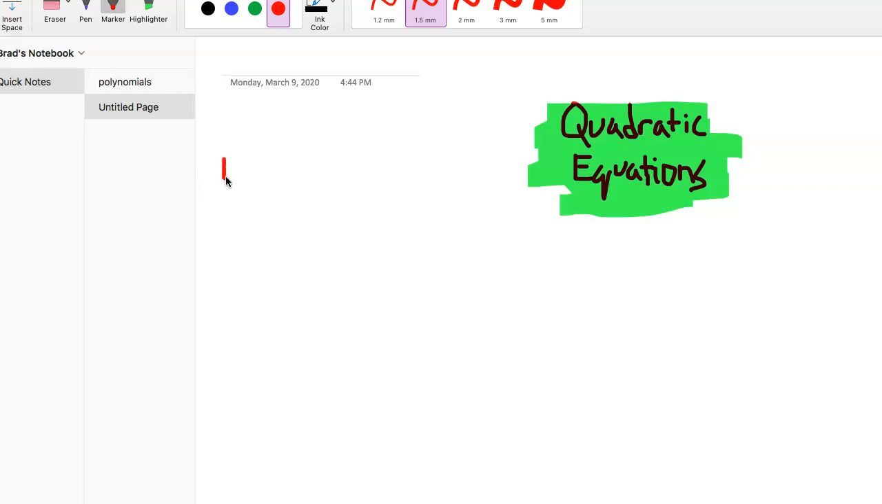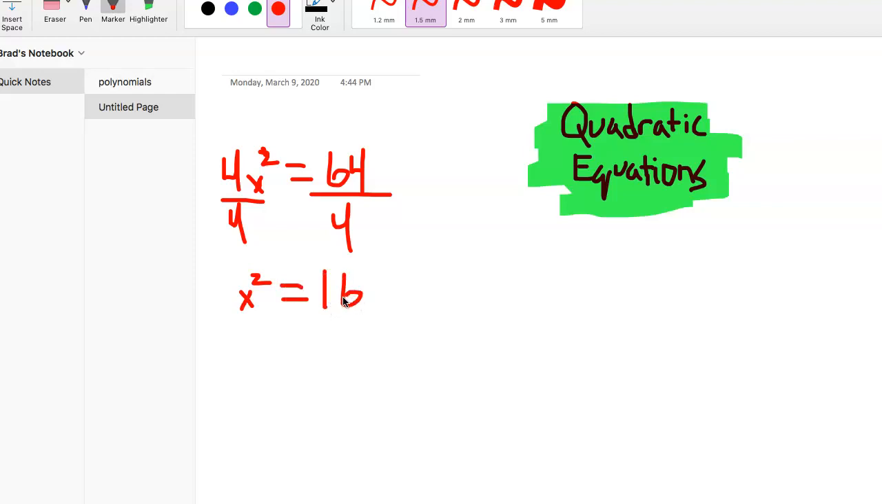All right, so we have 4x squared equals 64, and it's a little different, right? How do you solve something like this? So we're solving for x. Let's get rid of that 4 first of all. Divide each side by 4. So now we have x squared equals, 64 divided by 4 is 16. Okay, and now we get rid of that square, and the way we do that is with a square root.